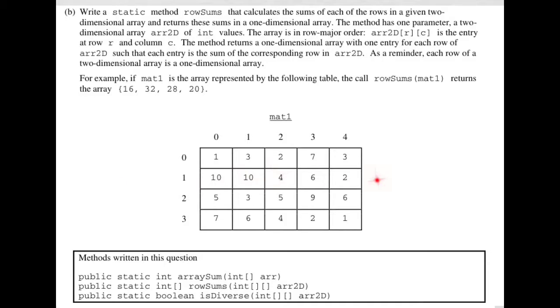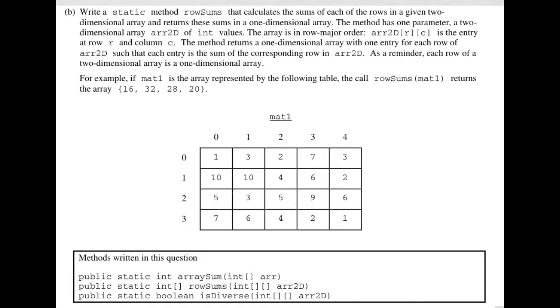And then it adds up all these and puts it in the second spot in a one-dimensional array. Adds up all these and puts it in another spot in the one-dimensional array. So what we are returning is a one-dimensional array filled with whatever this adds up to, whatever that adds up to, and whatever that adds up to. So there we go. The method has one parameter, a two-dimensional array of int values.